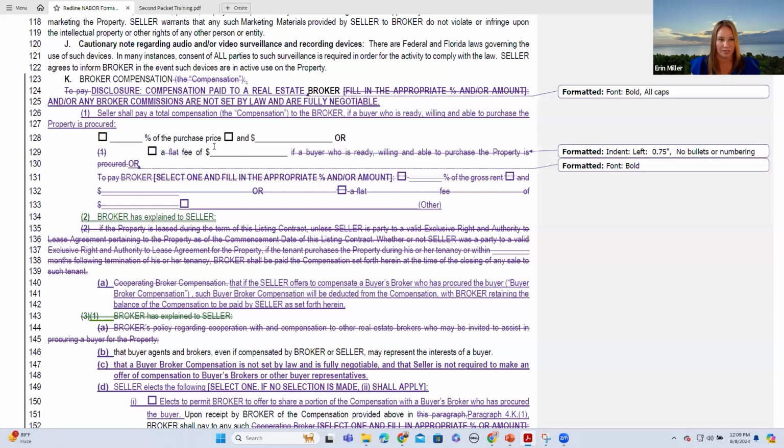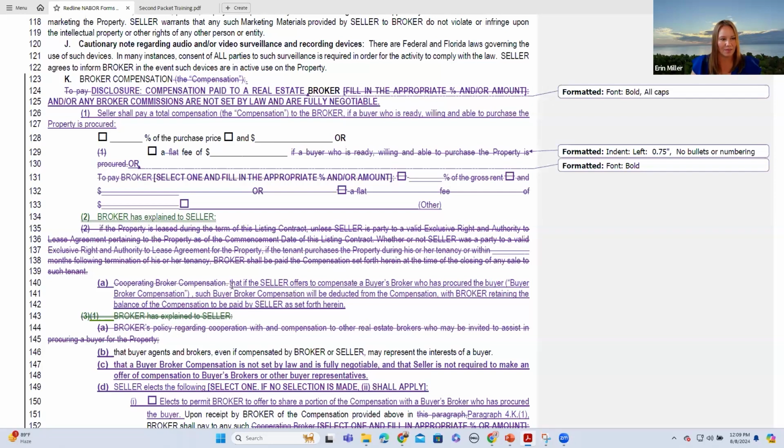Or if you charge just a straight fee, you'd insert the dollar amount that the seller would be obligated to pay the listing broker, or some other type of compensation or commission due to the broker. That's in line 133. Also, we've got the broker has explained to the seller, that's the top of paragraph 2.